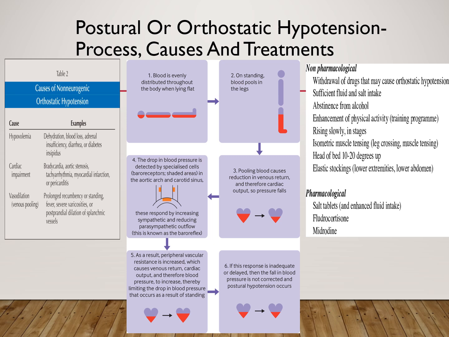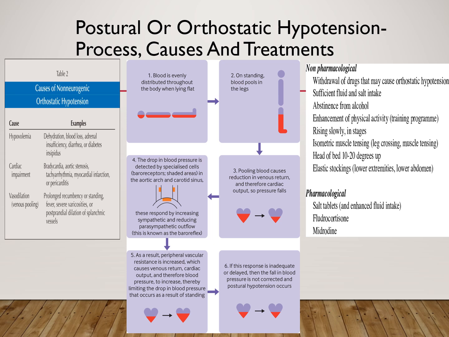So let's talk a little bit about postural orthostatic hypotension. Just want to give you the background for the process, the causes, and treatments that we do out in the hospital. So just to understand that when somebody is lying flat in the supine position, the blood is evenly distributed. When someone stands and that blood is down in the legs, the blood pressure drops, right? So this drop in blood pressure is detected, and the response is increasing sympathetic and parasympathetic outflow.